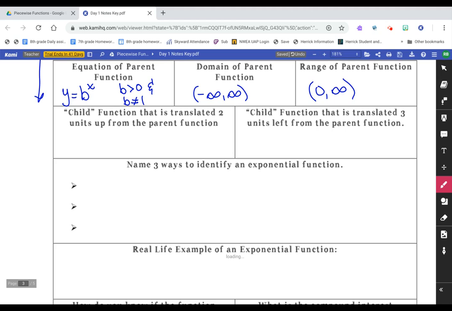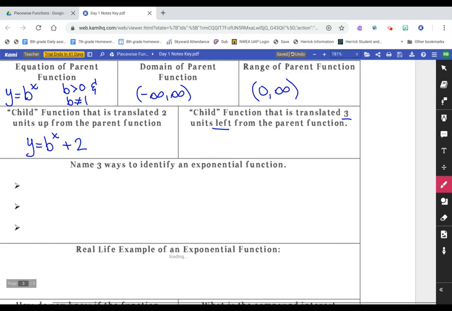All right, let's write a child function that is translated 2 units up from the parent function. That would mean we'd have y equals your base raised to the x power, and we're going to add 2 to go up. Well, what if we wanted to translate 3 to the left?